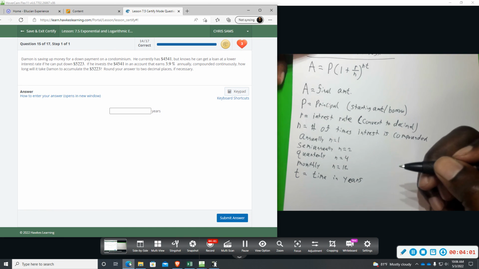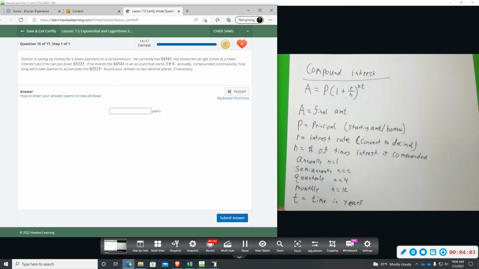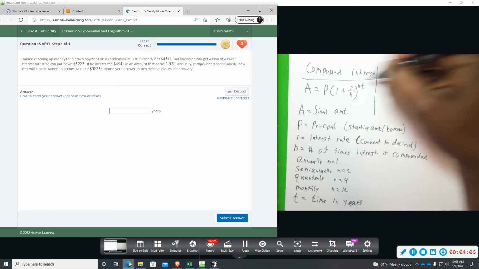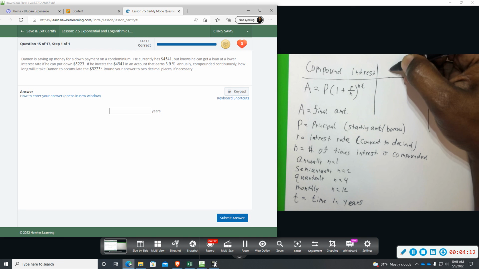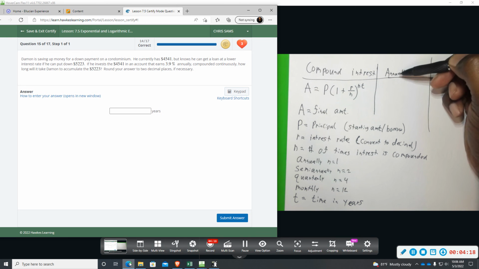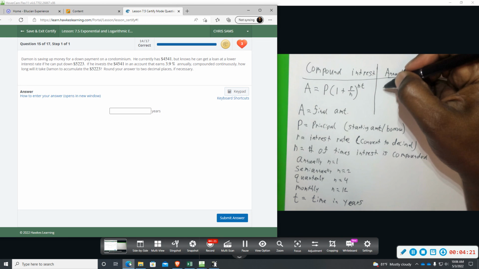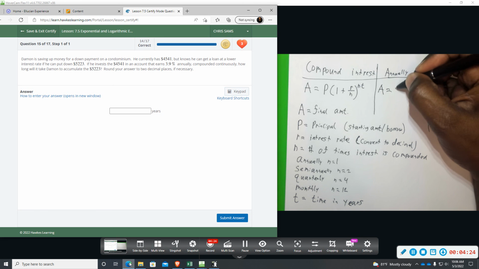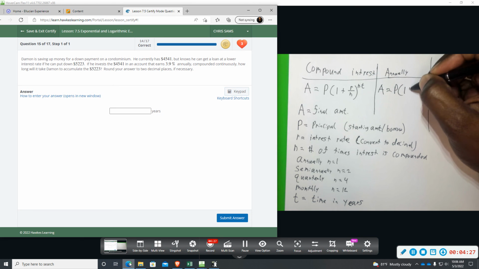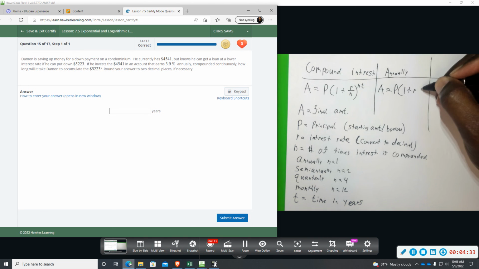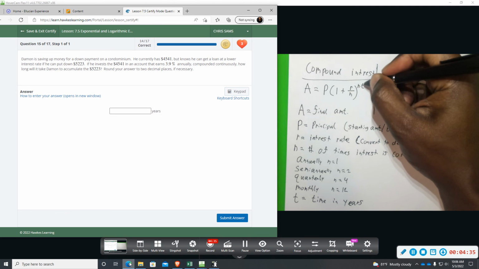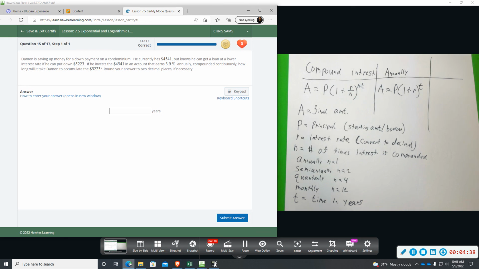Time in years. Now, there is a simplified version of this. So if you have compound interest and they told you annually, that means N equals 1. So in this case, this formula simplifies to this. A equals P, parentheses, 1 plus, so if N is 1, R divided by 1 is just R. And then N is 1, so T times 1 is just going to be T. So it simplifies to not having an N if you have annually.